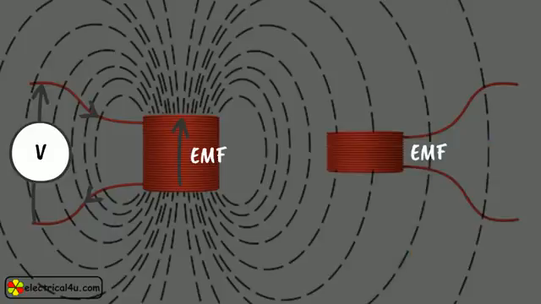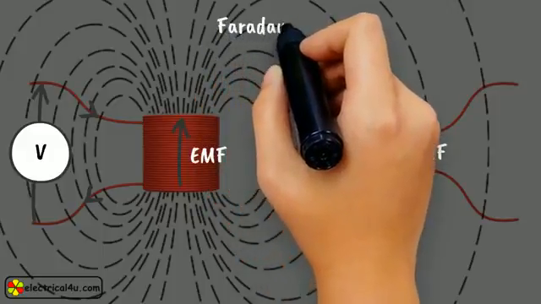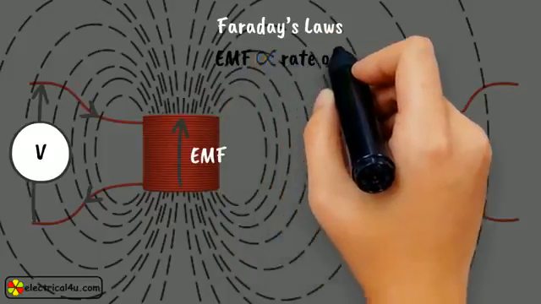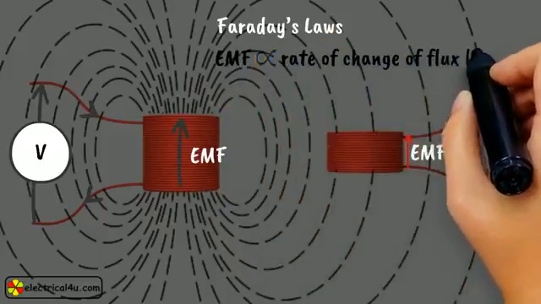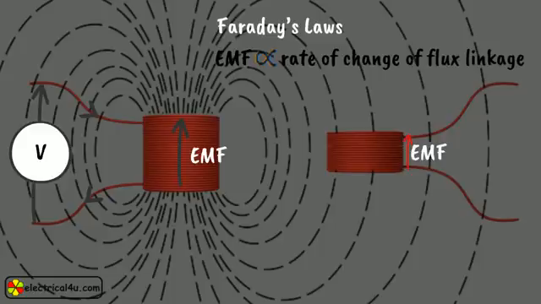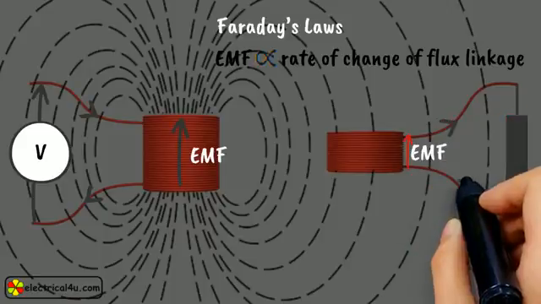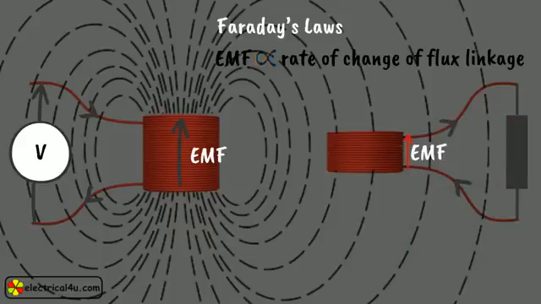This induced EMF would be quite small, because the flux linkage is small. Hence, the rate of change of flux linkage is also small, and according to Faraday's laws, induced EMF across a coil is directly proportional to the rate of change of flux linkage. If now we connect a closed circuit across the second winding, we will get a very tiny current through the circuit, provided the second winding is placed much nearer to the first.